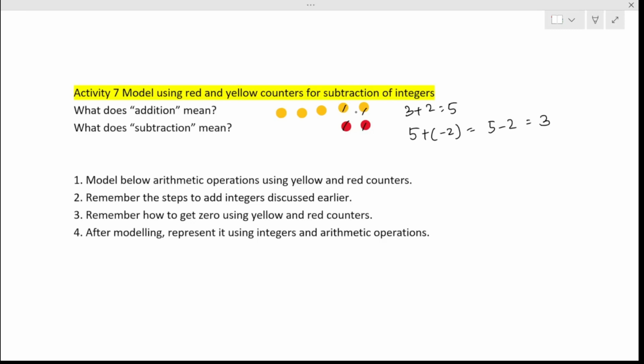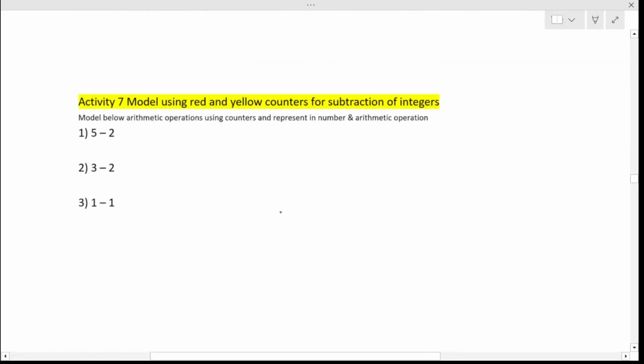Now, what does subtraction mean? As you can see here, subtraction can mean two things. That's what we are going to learn through counters today. So remember to go through the integer addition in the previous videos and how we got 0 using the yellow and red counters. Now let's proceed with this.